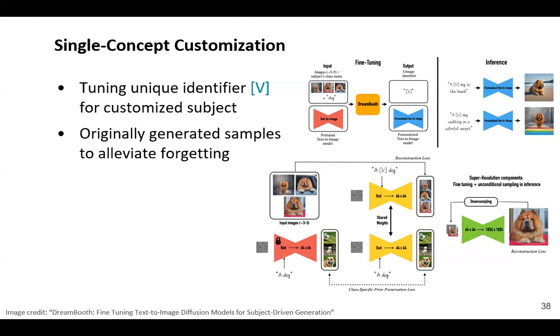The key idea is to add an additional unique identifier V token into the input vocabulary that the model is fine-tuned to understand. This V token basically means our own specific pet dog instead of any general dogs.